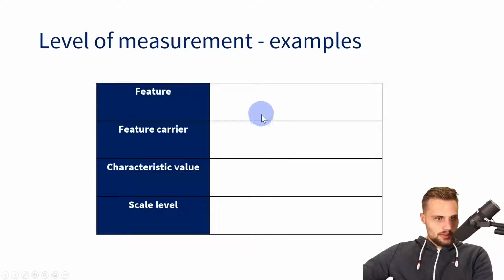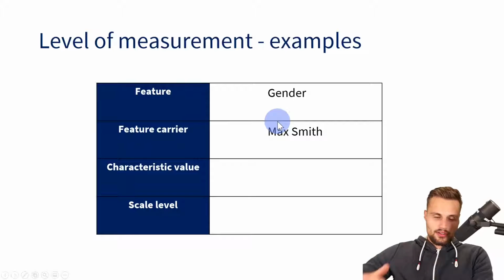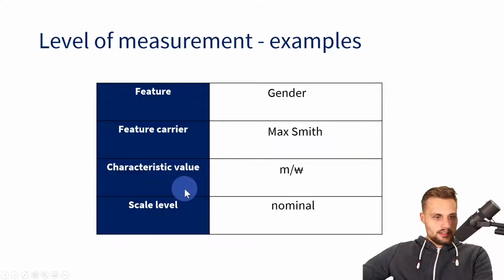Another example would be this here, what you can see. So let's talk about a feature in a survey, like the gender. And then we also have the feature career, like Max Smith, for instance. And he is the object or the person where we assign the characteristic value. For instance here, whether he is a male or a female. And then you can already see male. And then of course we also have our level of measurement, which is nominal scaled.